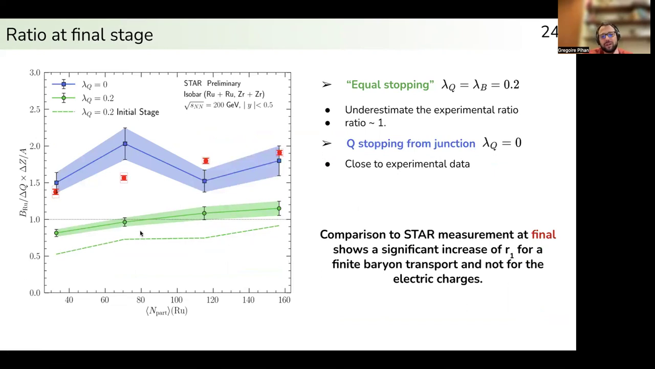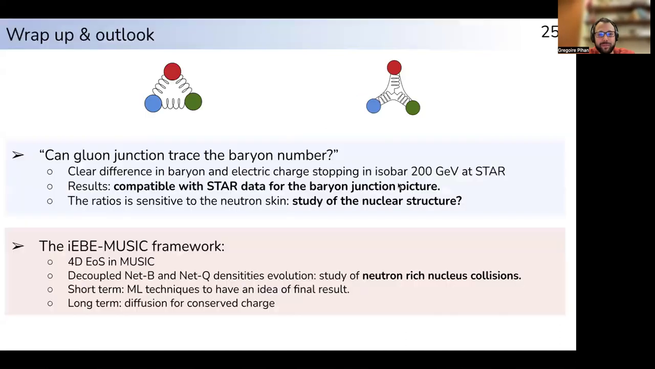And here, just for consistency, I show the results at initial stages. You see the impact of the hydrodynamics, and basically this can be understood as, when the hydrodynamics is running, a motion of the baryon number and electric charge towards midrapidity, because it's kind of diffusive. So this increases the ratio, differently or the same, and we have to measure that in detail. But still, we have a difference here, and the comparison to STAR measurement at final stage shows a significant decrease of this R1 ratio for a finite baryon transport and not for the electric charge. So this was my last slide, and this brings me to my conclusion.